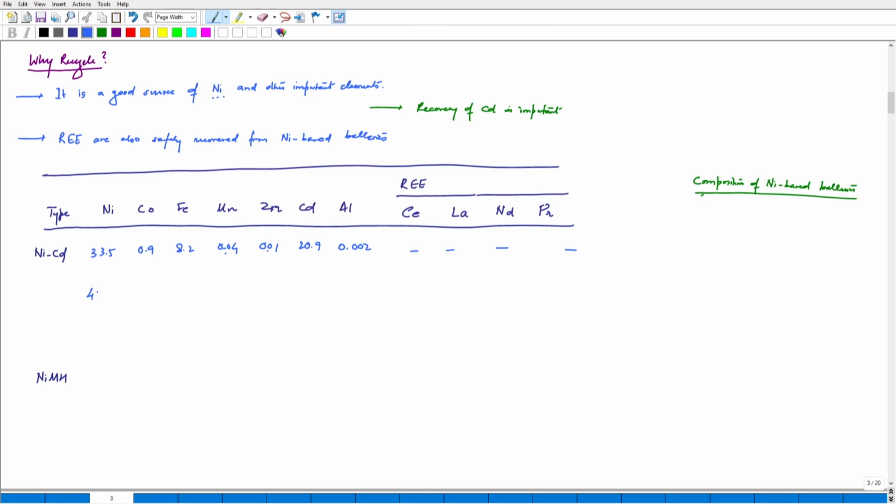of battery. Similarly, 42.08, 5.9, 0.5, 0.23, 3.86. Again, the REs are not present, but when we look at NiMH, we have a different composition.